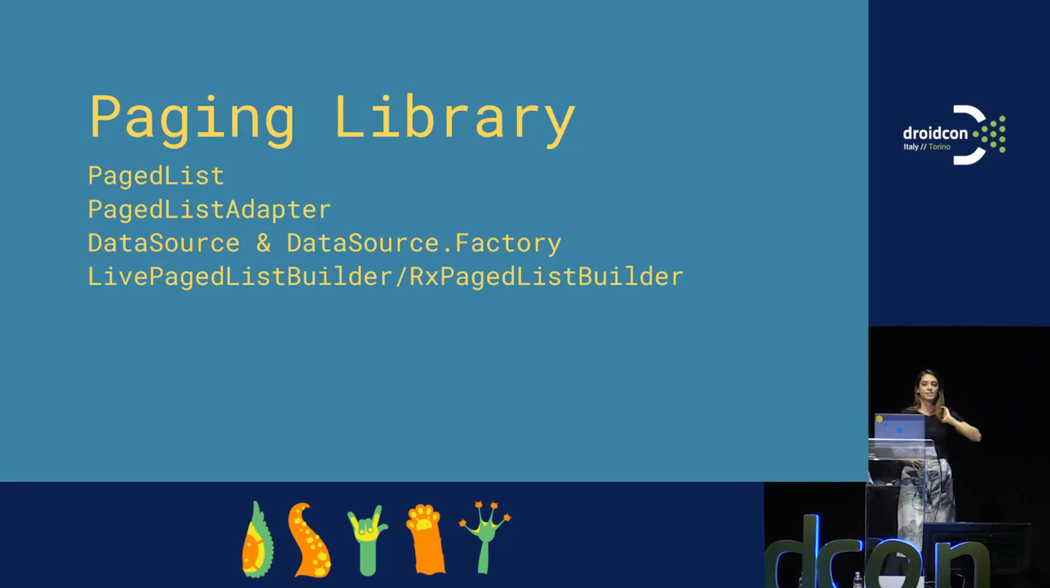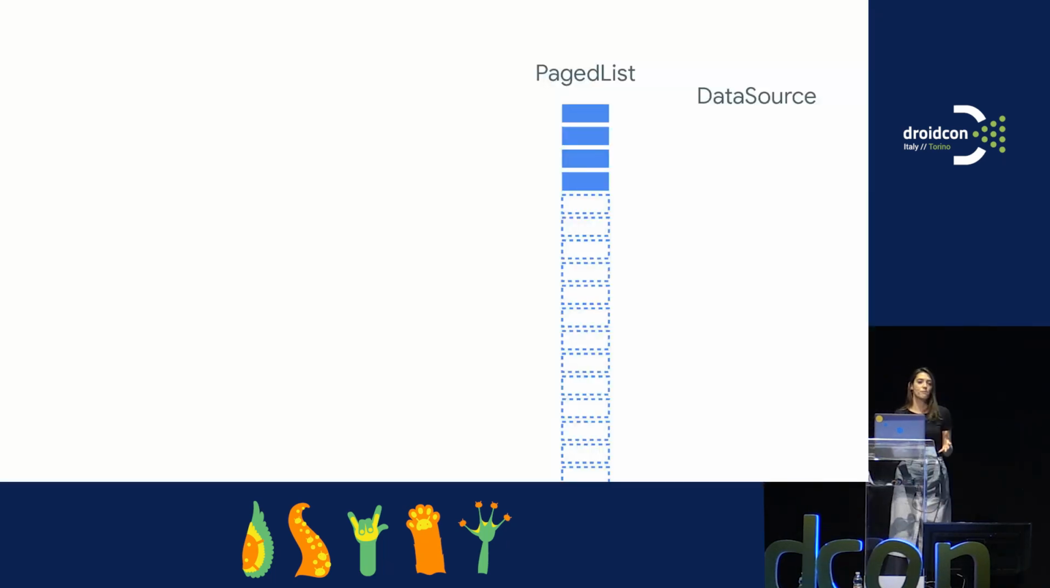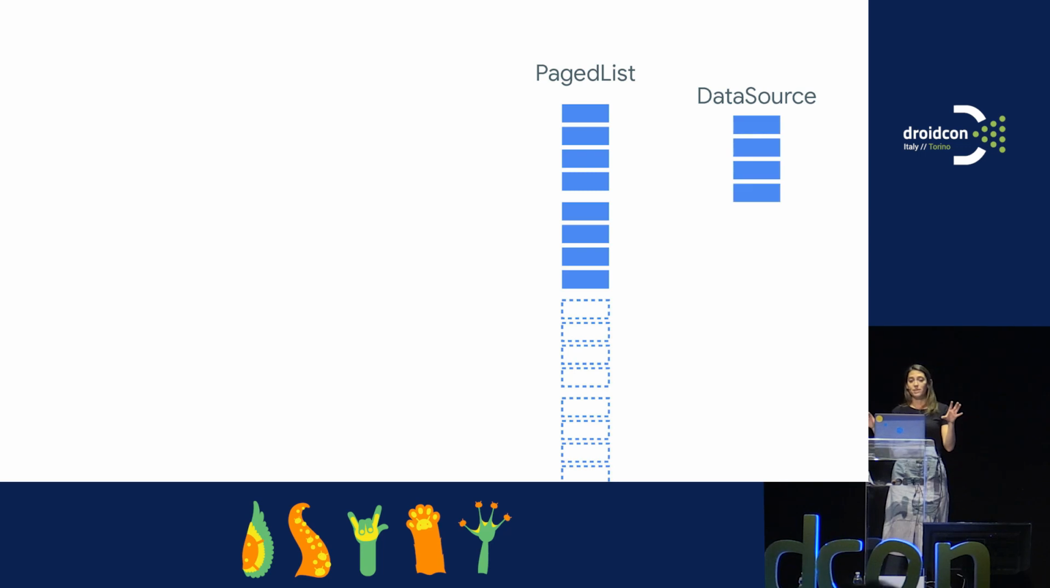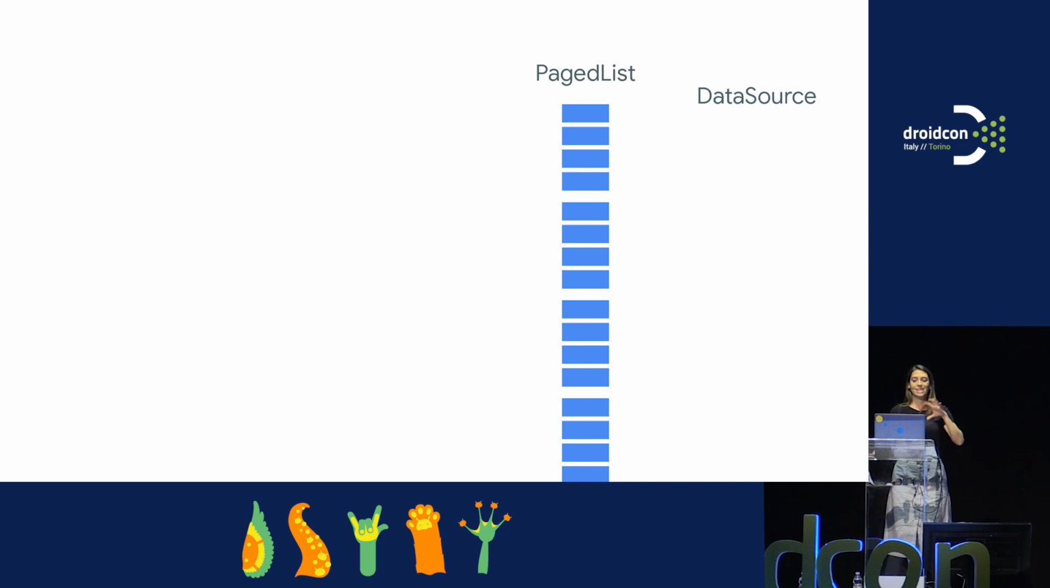So the library that's aimed at solving all of these challenges is the Paging library. Let's go over its components. The main component of the Paging library is the PagedList. It's the one that actually holds the data. And the PagedList is backed by a DataSource, and this is the one that helps us page the items and get the items. You can say that the DataSource holds a bigger snapshot of the data, and then it adds data to the PagedList as data is needed, as the user scrolls.